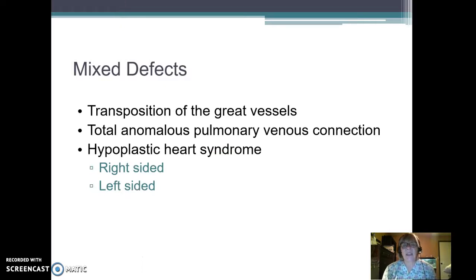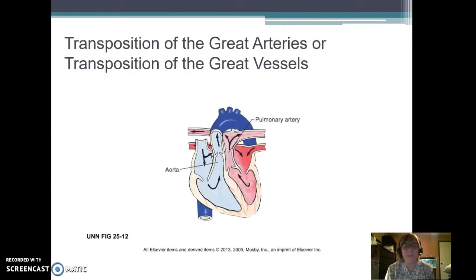Mixed defects, so this is mixing of blood: transposition, total anomalous, notice we still have those T's, right, so bad, and then hypoplastic heart syndrome. That's the only one that doesn't start with a T, so that's the only one you have to remember is really bad. Everything else, if it's really bad, it starts with a T.